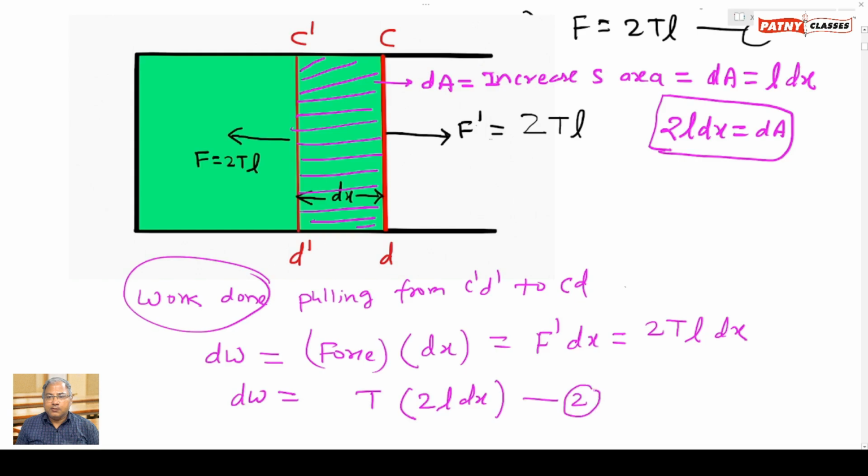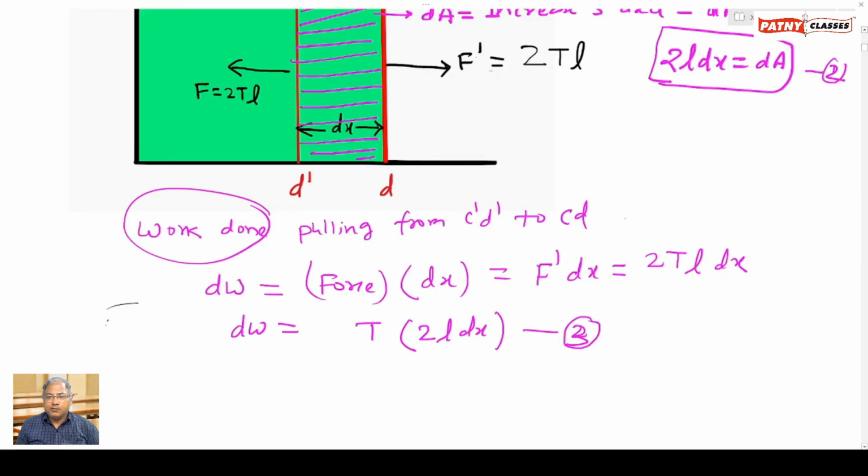Call it equation number 2, and this is equation number 3. 2L dx is nothing but dA. Therefore, dW, that is the work done, equals T multiplied by dA.